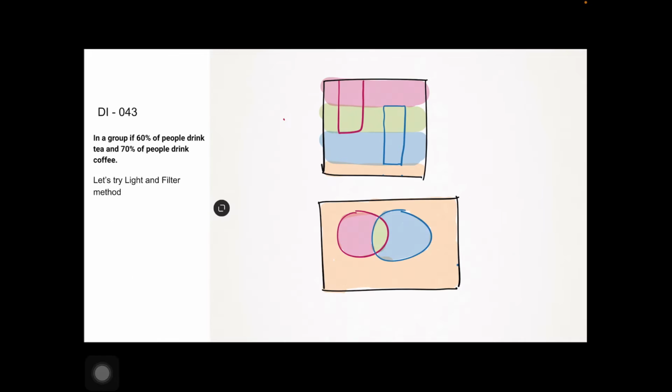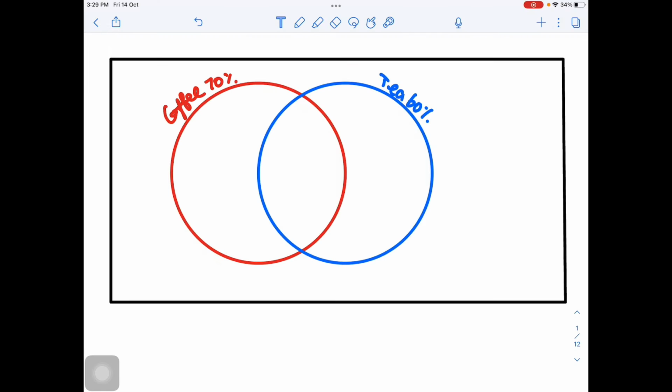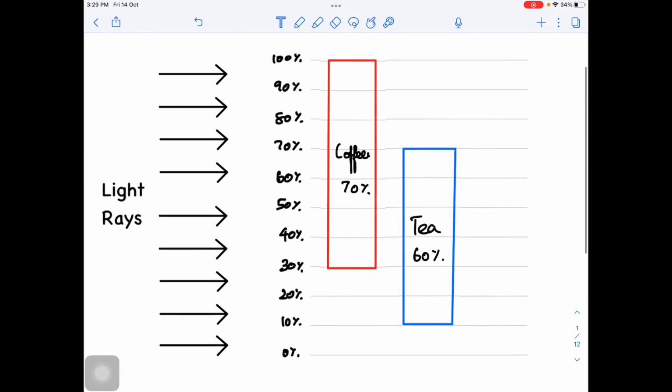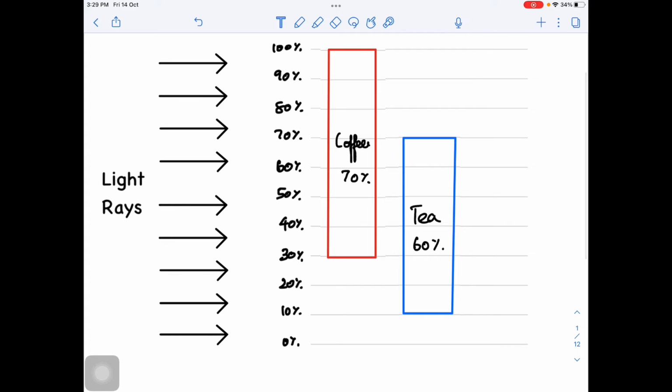Now let's move on to the second method, which is the light and filter method. Any problem that can be represented using a Venn diagram method can also be represented using a light and filter method. What is light and filter method? Okay, let's assume there are light rays coming from the left side of this particular page to the right side, and these light rays can go through this region from 0% to 100%. And what I have done is I have placed two filters.